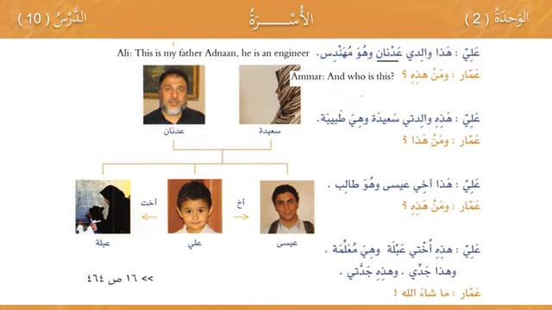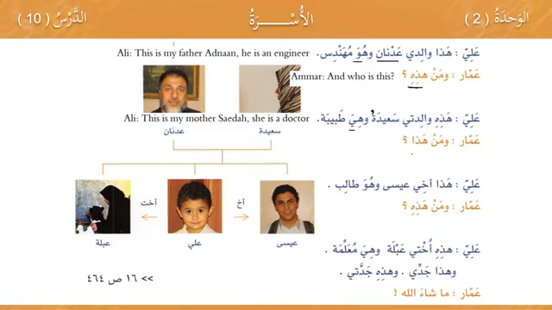Ammar: ومن هذه, and who is this? So when you point towards singular feminine, then we know that we use هذه. Ali: هذه والدتي, this is my mother. Saida, and remember that with the names of the feminine we don't use the tanween, so we will say Saidatu. وهي طبيبة, and she is a doctor. In the previous lesson we have learned about huwa and hiya.